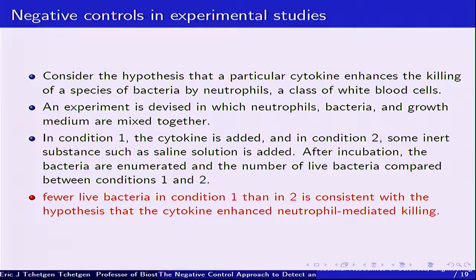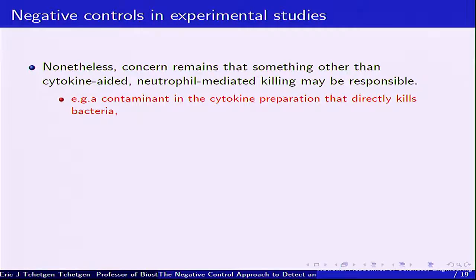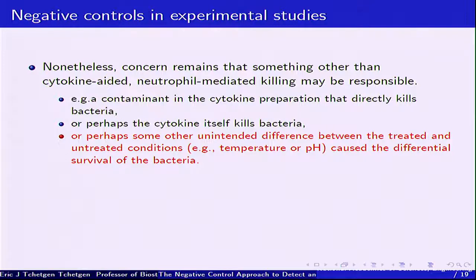Fewer live bacteria in condition 1 than in condition 2 is consistent with the hypothesis that the cytokine enhanced the neutrophil-mediated killing. Nonetheless, concern often remains that something other than cytokine-aided neutrophil-mediated killing may be responsible. For example, you may have a contaminant in the cytokine preparation that directly kills the bacteria. Perhaps the cytokine itself kills the bacteria, or perhaps some other unintended difference between the treated and untreated conditions, for example temperature or pH, causes the differential survival of the bacteria.